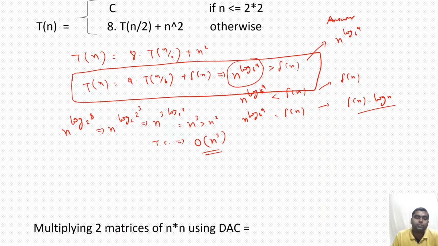So multiplying two matrices of size n by n using divide and conquer will take order of n³ time. But one researcher in the field of algorithms, named Strassen, reduced the multiplications, because multiplication plays an important role. He reduced the multiplications to 7, which means in place of 8 multiplications he used just 7 multiplications.